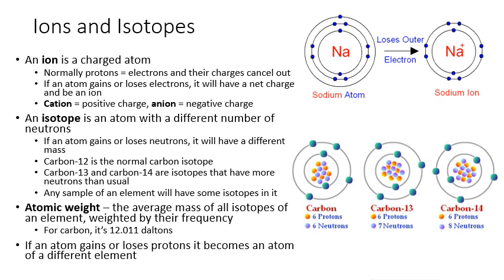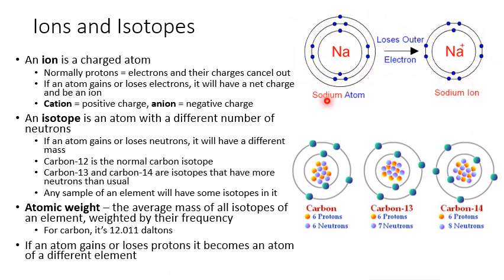So if you gained electrons on an atom, that would give you a negatively charged ion, which you call an anion. If you lost electrons from an atom, that would give you a positively charged ion, which is called a cation. And this diagram is showing an example of that for the sodium atom.